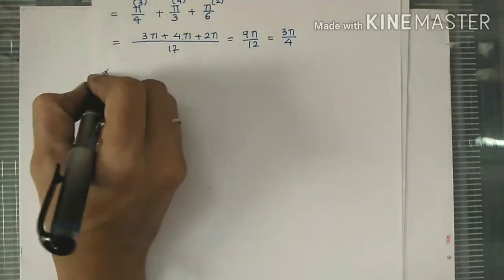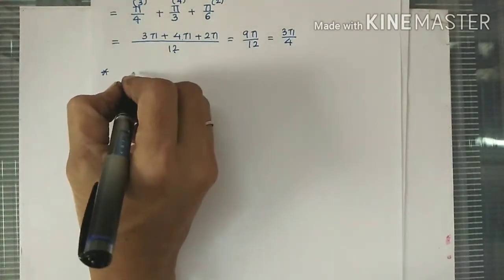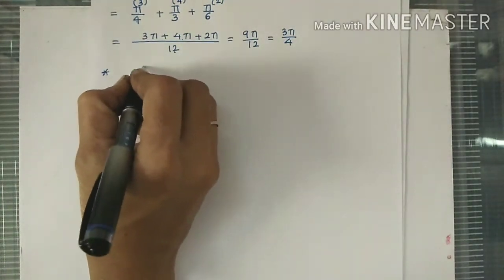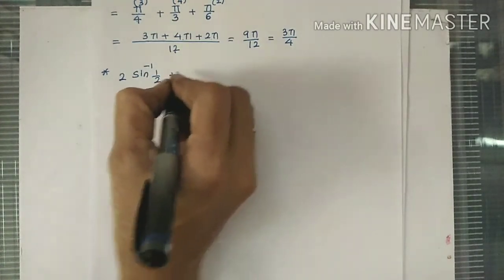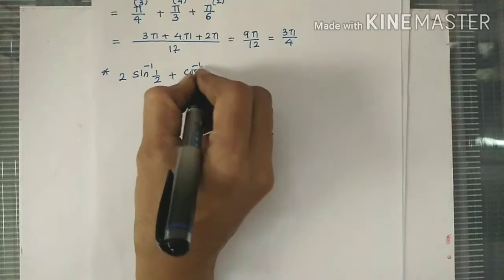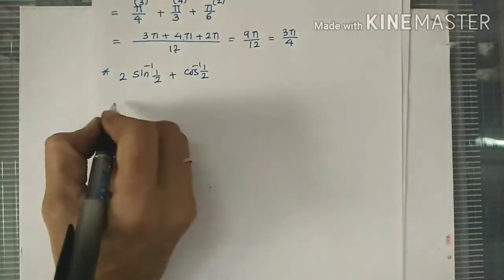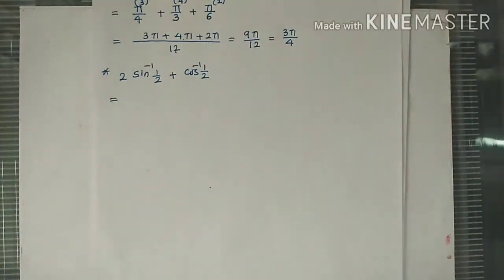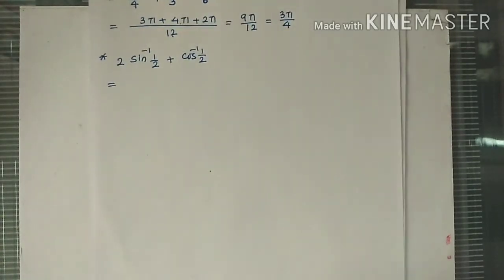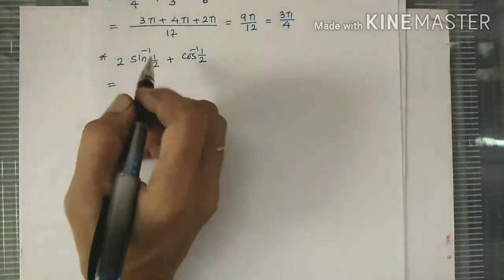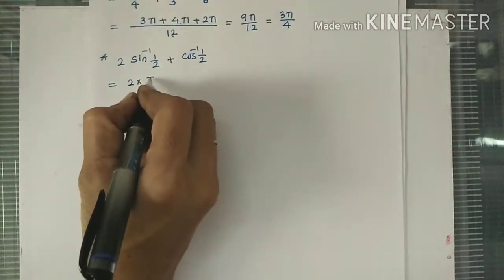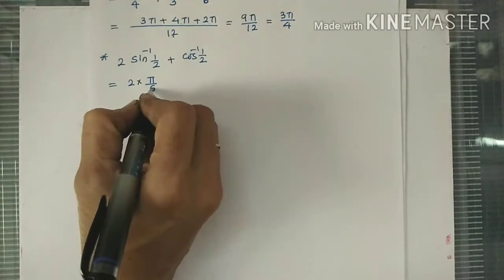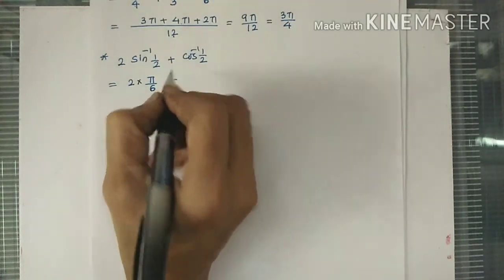Okay. Evaluate sin inverse of half plus cos inverse of half. Just in the previous example we have written the values. So what we have to think is, we have to think the angle for which sin is half. Sin is half for 30 degrees, which is pi by 6 radians. So this becomes 2 pi by 6.